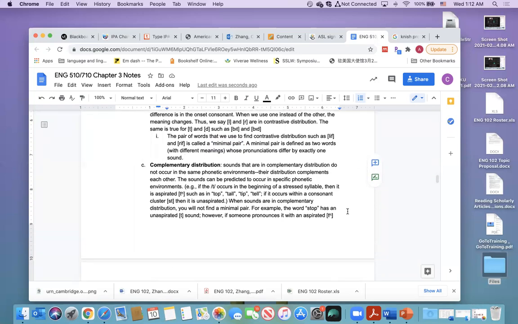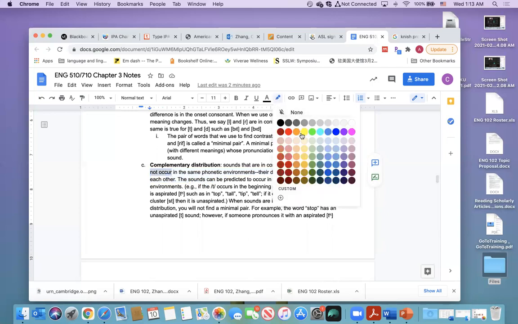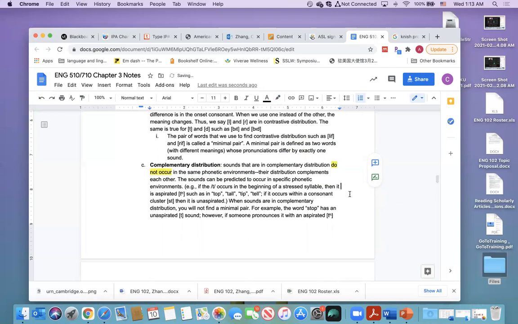Another type of distribution is complementary distribution. Sounds that are in complementary distribution do not occur in the same phonetic environment. Instead, their distribution complements each other. That means for the sounds that are in complementary distribution, if you replace one sound with another, the meaning does not change, but they would occur in specific phonetic environments.